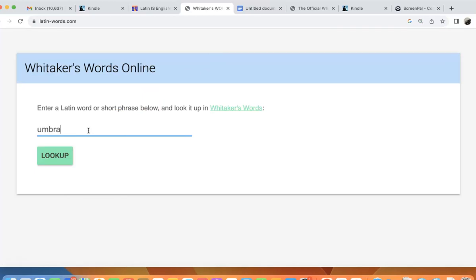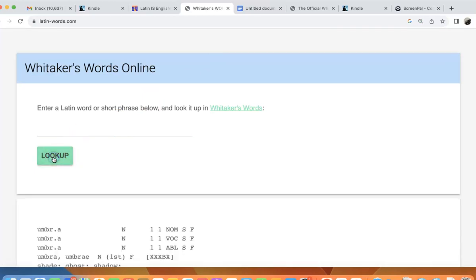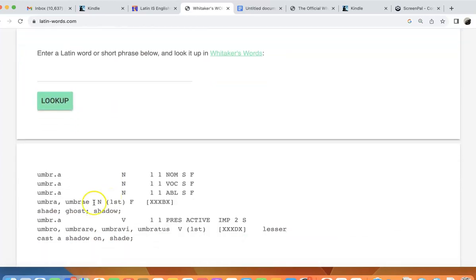And so if I type in umbra and look this word up, it's where we get the word umbrella, but you can see it also means ghost or shadow. So we're going to use it as a ghost in this particular case. By the way, this is something we'll talk about later, how to use a Latin dictionary. Here we have the nominative singular, a, but also the genitive singular, ae. We'll talk about this in a later lesson.